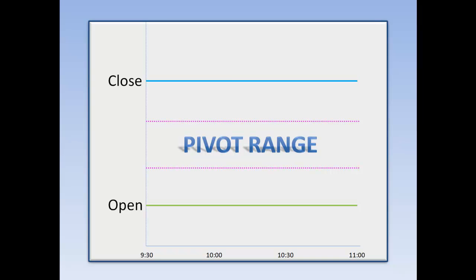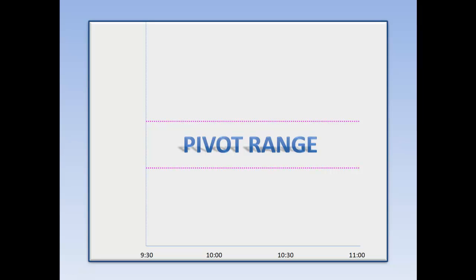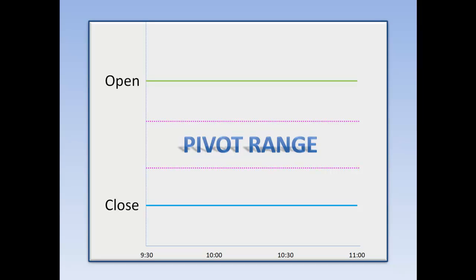Okay, same thing would happen in the case that you close below the pivot range. You're expecting that pivot range to be resistance the next day. However, if the market opens above the pivot range, you now have to flip your bias, and your bias has to be bullish now, and you're going to treat that pivot range as support instead of resistance.